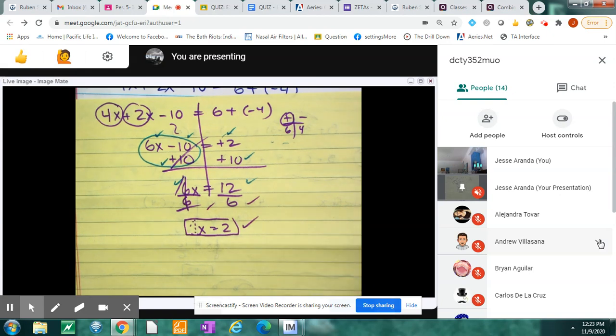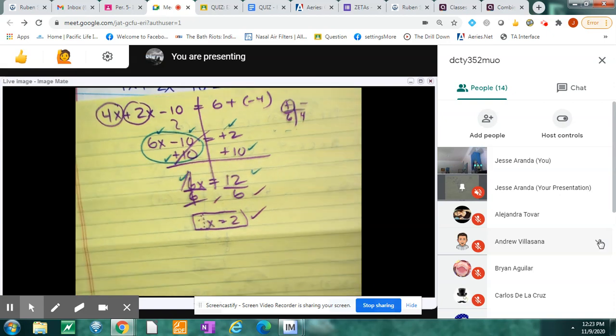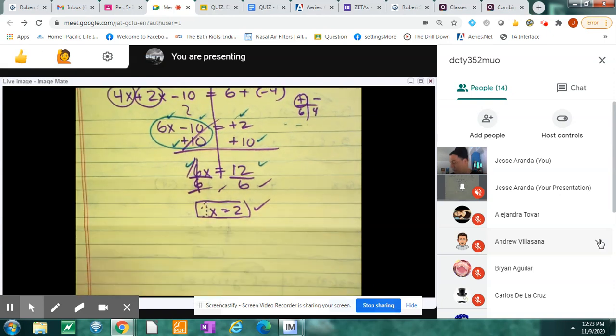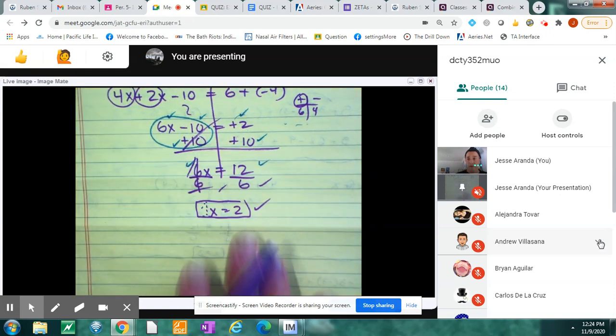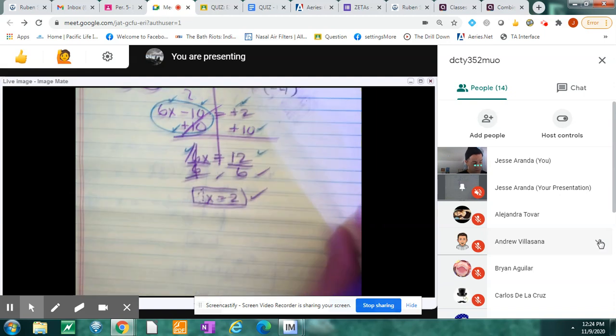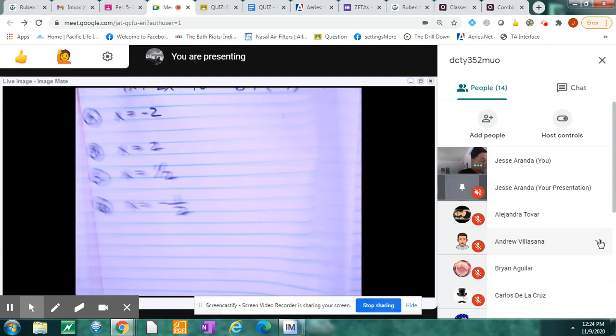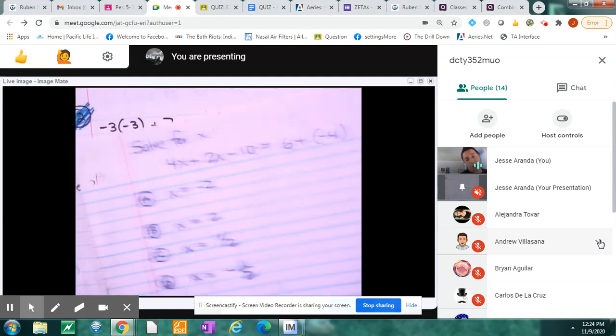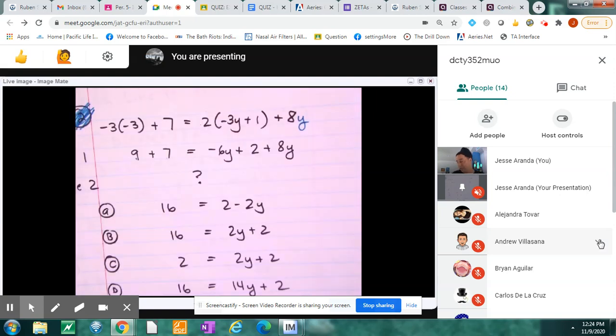Next one. The next one. So far, so good? You guys got it? So make sure you got it right. The next one. Let's do another one. And this was the longest problem you had to do. All the other ones were pretty easy. So the next one is this.